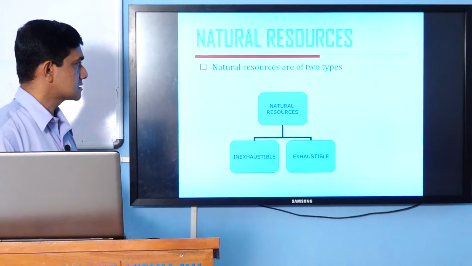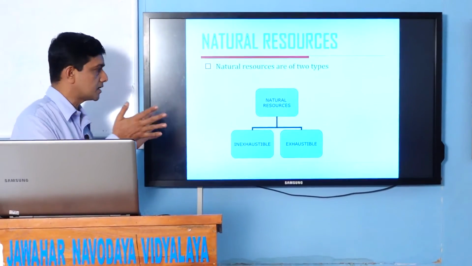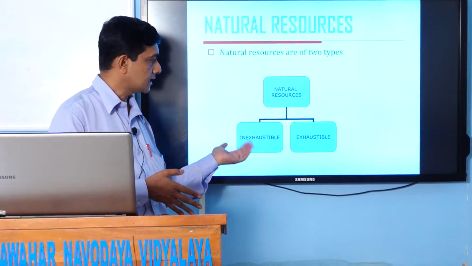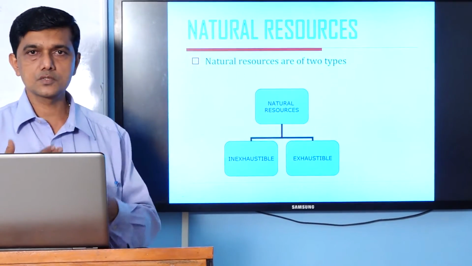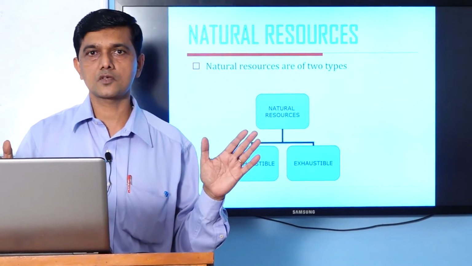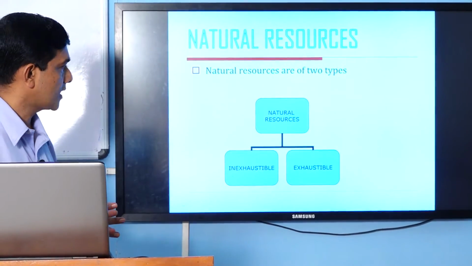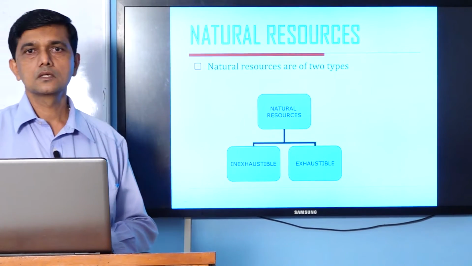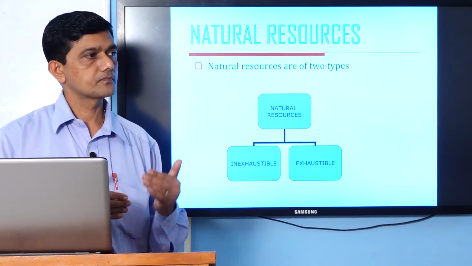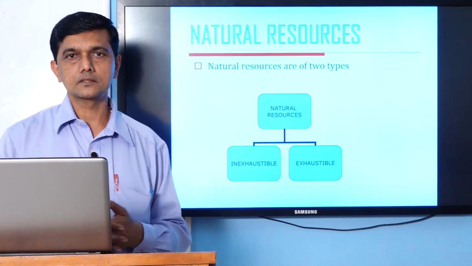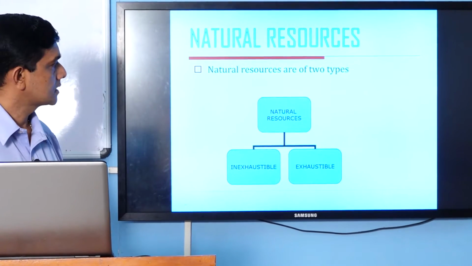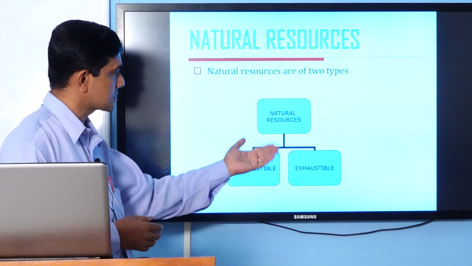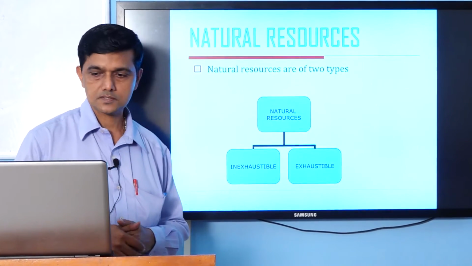All these natural things fall into two categories. Some are inexhaustible. Upon using, it will not get exhausted from the nature, whereas some get exhausted. For example, petrol. The petrol deposits are getting depleted from the nature year by year. That is called exhaustible type of natural resources.